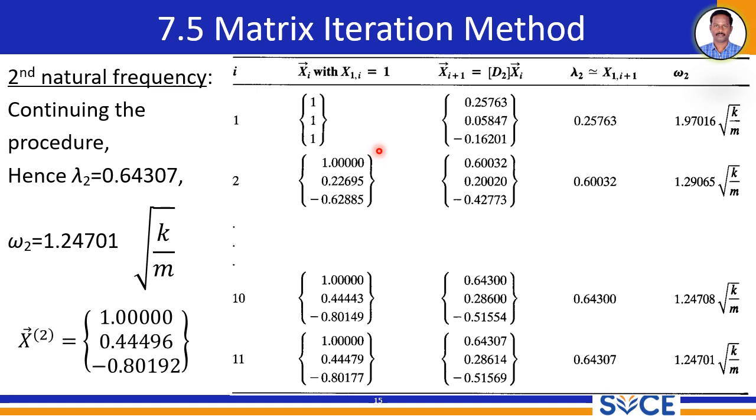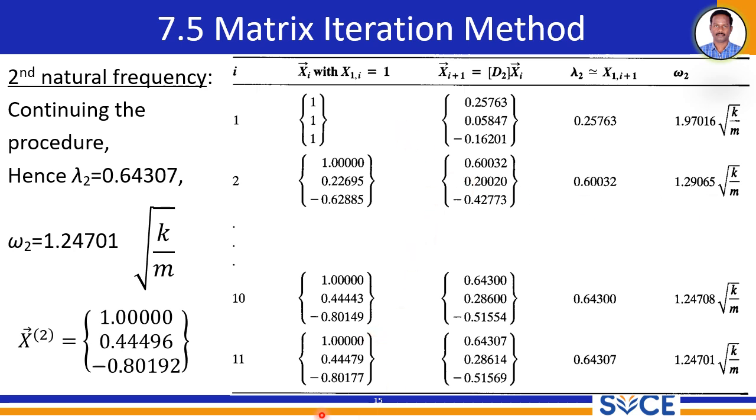We obtained an eigenvalue estimate of 0.25763, which corresponds to a second natural frequency of about 1.97016 times the square root of k by m. After the second iteration, the normalized eigenvector has changed and the eigenvalue estimate has become approximately 0.60032, leading to a second natural frequency of about 1.29 times the square root of k by m.